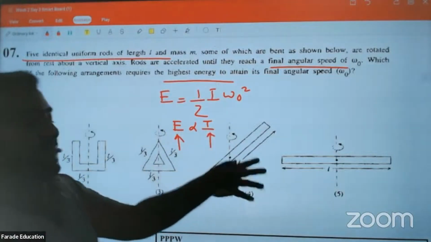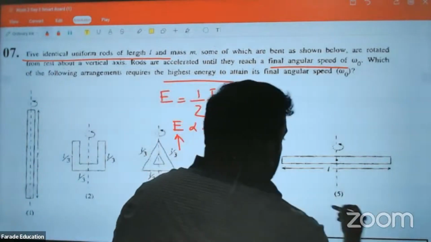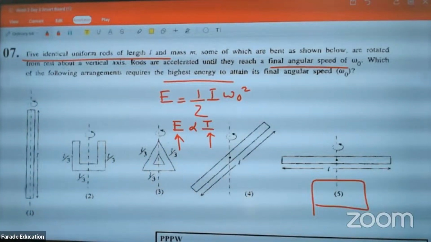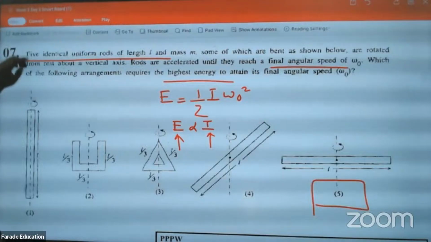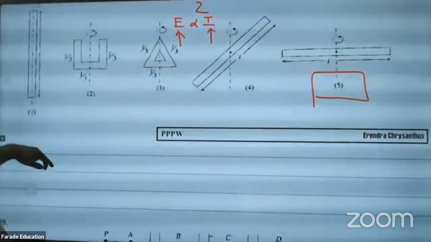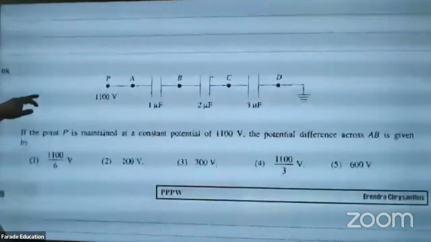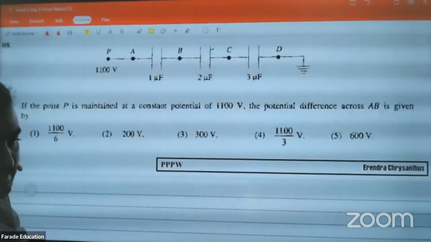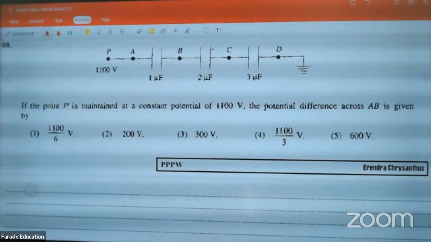Which one has the bigger distribution? Obviously, this one has the bigger distribution. Larger distribution occurs here. Right? That's right. Greater the moment of inertia, greater the kinetic energy.